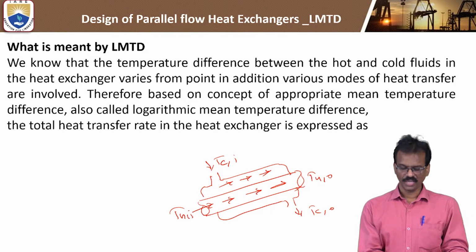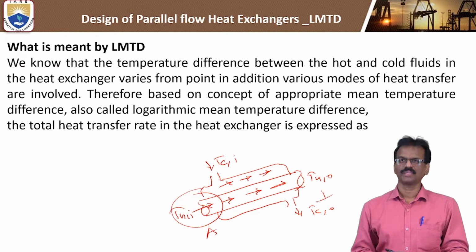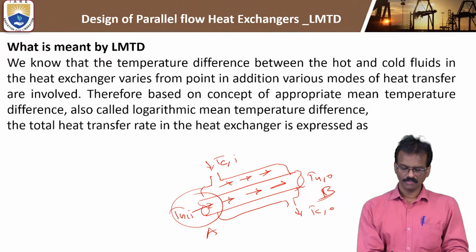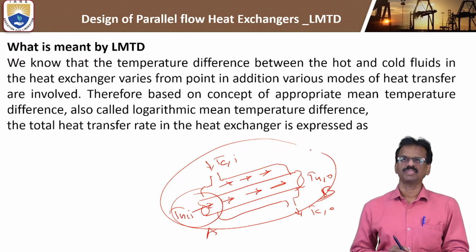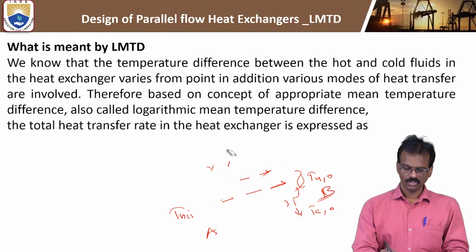Here the temperature varies from one side, side A, to side B. It means the temperature of the hot fluid gradually decreases and the temperature of the cold fluid gradually increases. From point to point the temperature differences vary, so we have to consider the logarithmic mean temperature difference for that.